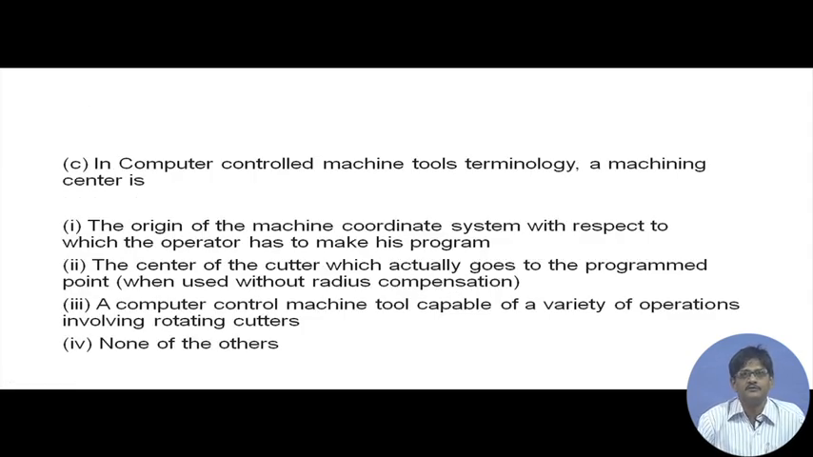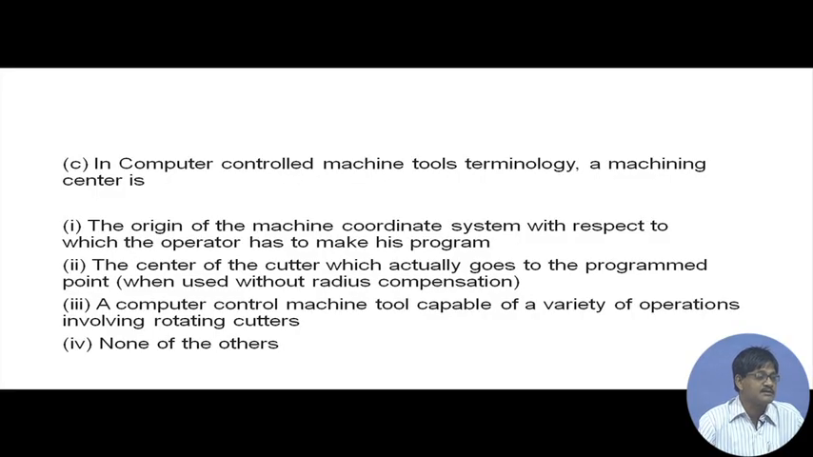In computer controlled machine tools terminology, a machining center is option 1, the origin of the machine coordinate system with respect to which the operator has to make his program. So, this refers to the origin of the machine coordinate system. Absolutely not. Origin of the machine coordinate system is a particular physical quantity, XYZ coordinate value in the coordinate system. It has nothing to do with the machining center, which is a machine tool essentially. So, first option is incorrect.